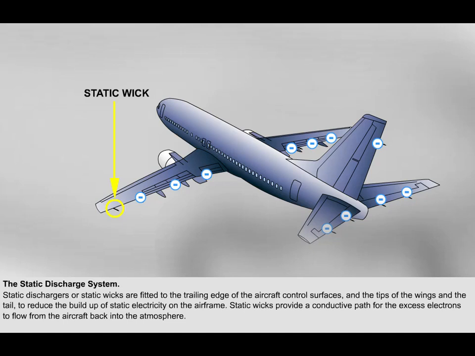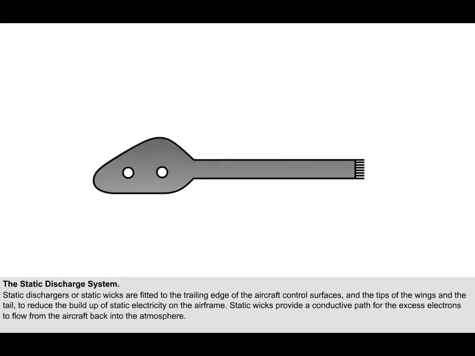The purpose of the static wicks is to provide a conductive path for the excess electrons to flow or leak from the aircraft back into the atmosphere. This transfer of electrons reduces the charge on the aircraft's skin and structure, thus reducing the possibility of interference in the aircraft's radio equipment. Static wicks are fabricated with a wick of wire or a conductive element on one end, which provides a continuous low-resistance discharge path between the aircraft and the air.